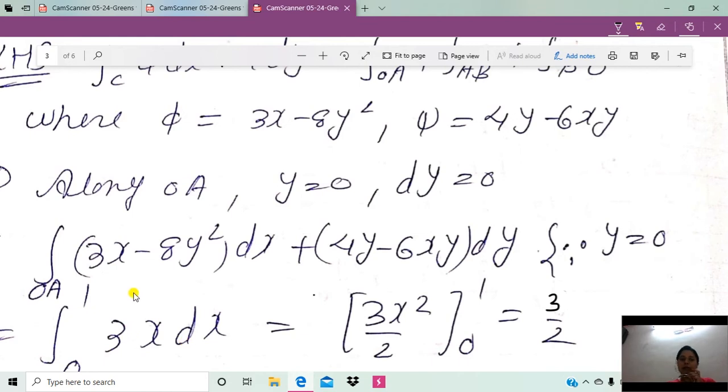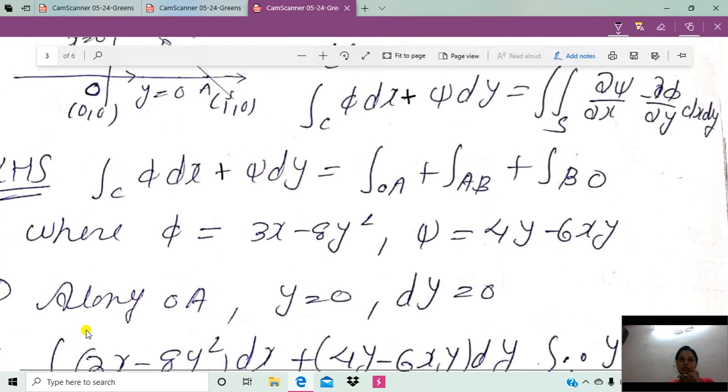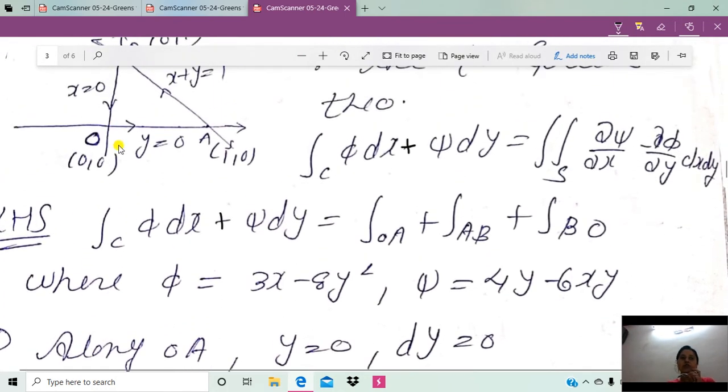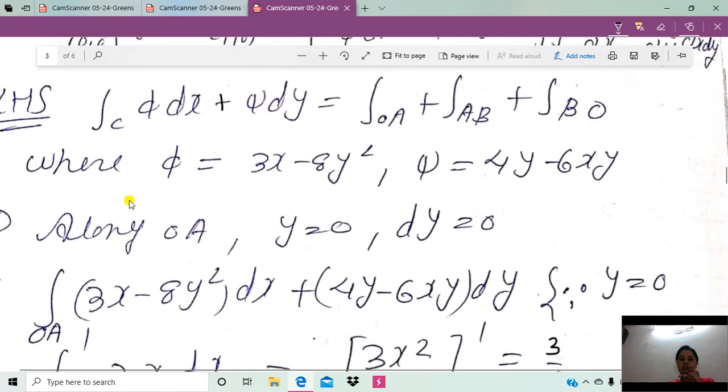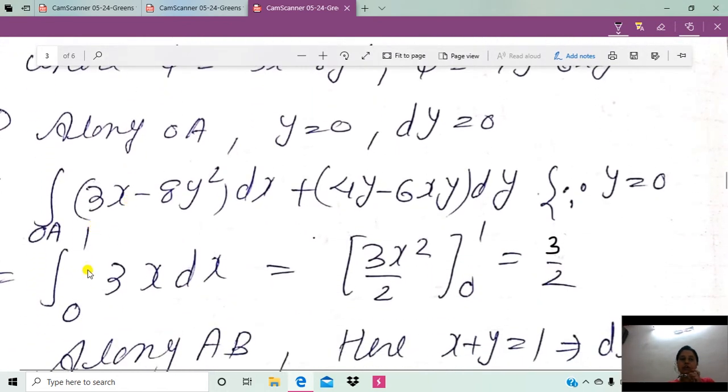And let's find the limits of x, since we have to integrate with respect to x. Along O to A the limits of x will be from 0 to 1. Therefore the limits of integration will be from 0 to 1 along OA. When we integrate this, it will be 3x²/2 between the limits 0 to 1. And when we apply upper minus lower limits, it will be 3/2. So along the first curve, the value of the integration will be 3/2.